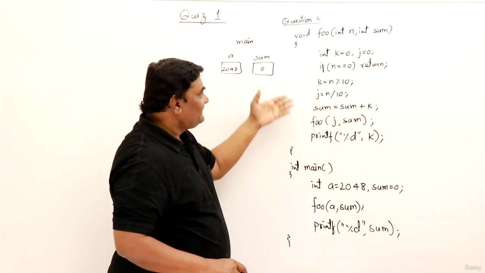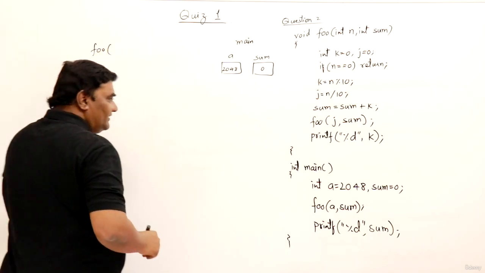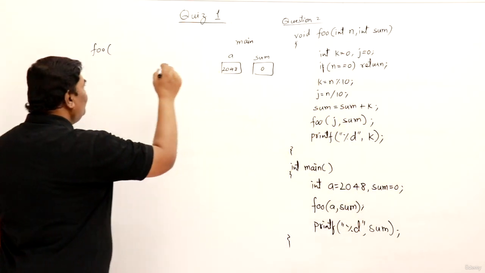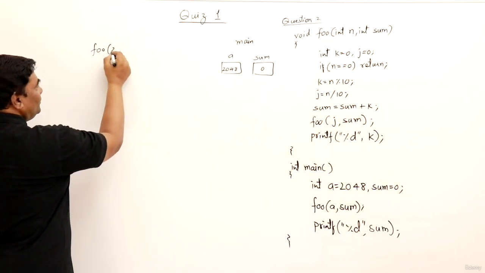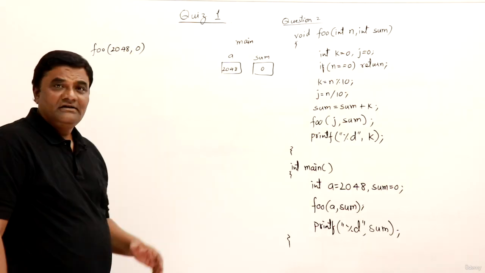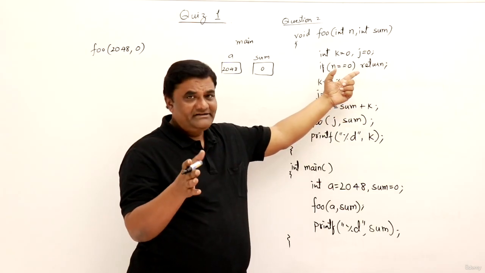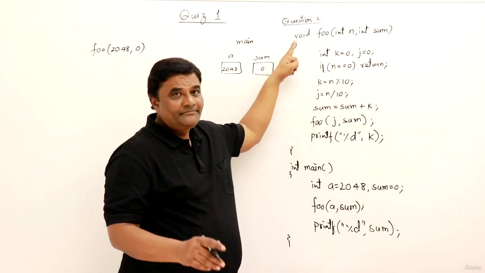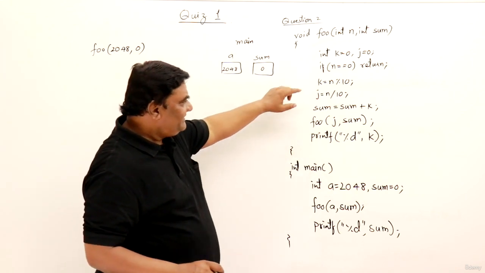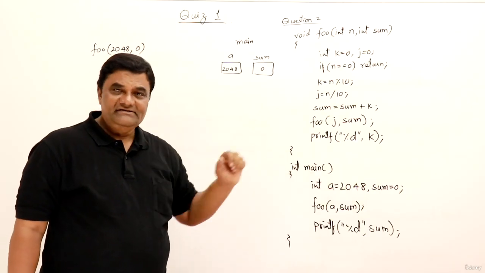So let us trace this function foo now. So here foo is called. So first value a is 2048 and sum is 0. So two variables, n will have 2048 and sum will be 0. Then if n is equal to 0, return, it's going to stop. Return means stop, and this is void type. It's not going to return any value. Return means just stop. Then how many steps are there? 1, 2, 3, 4, 5 steps are there. So let us perform these steps.